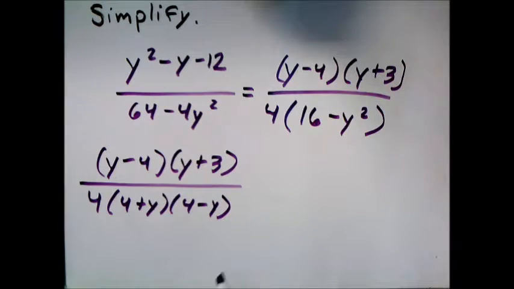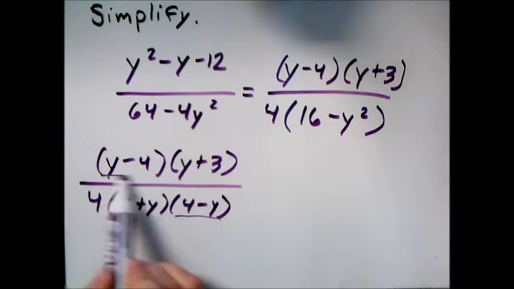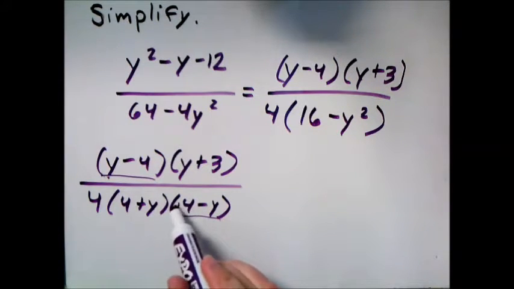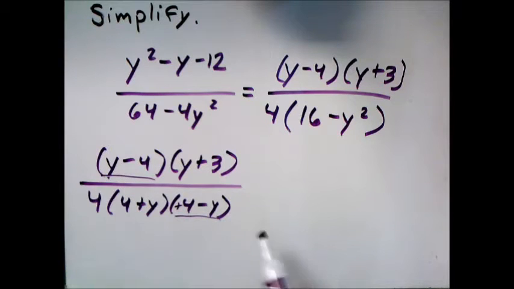Then there might be a moment where you notice this factor and this factor don't quite cancel because they're not exactly the same, but they're so close you feel like, isn't there something I can do here? Well, notice the only thing that's really different between them is the signs. It has a positive 4 and a negative y, and this one has vice versa.